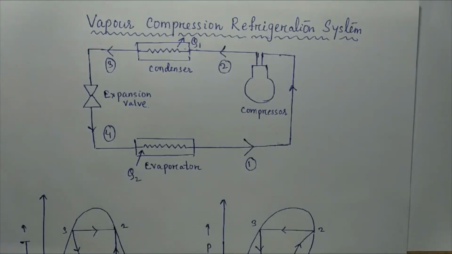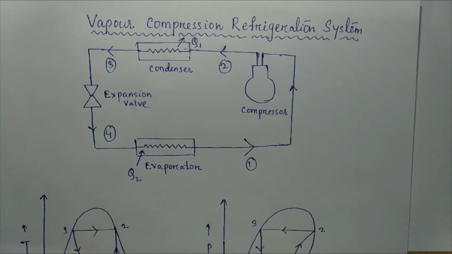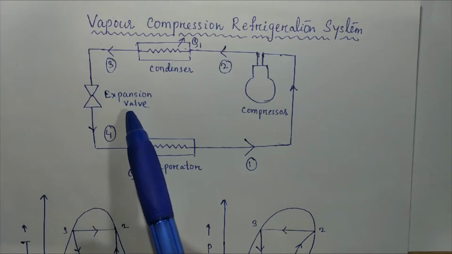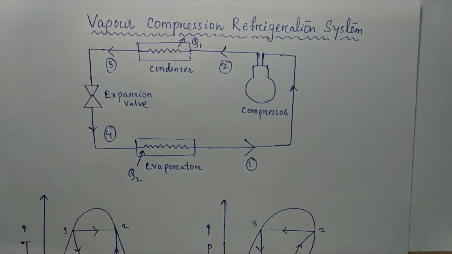Hello everyone. In this lecture we will discuss the vapor compression refrigeration system. This is a type of refrigeration cycle which is used for domestic refrigeration. The basic components of this vapor compression refrigeration system, or VCRS, are the evaporator, compressor, condenser, and expansion valve. The expansion valve is otherwise known as the throttling valve.